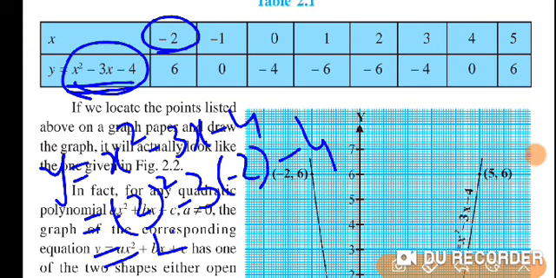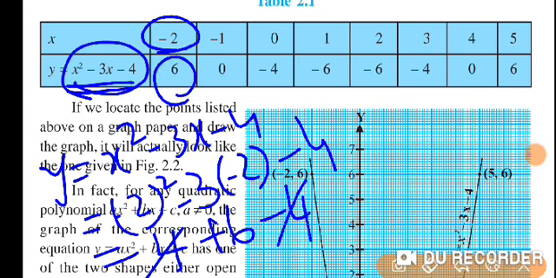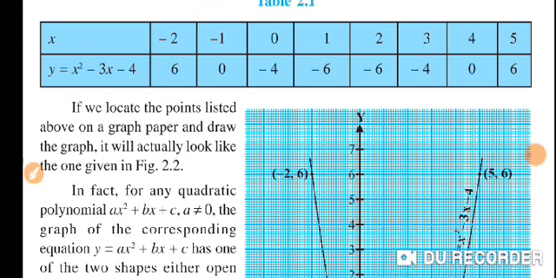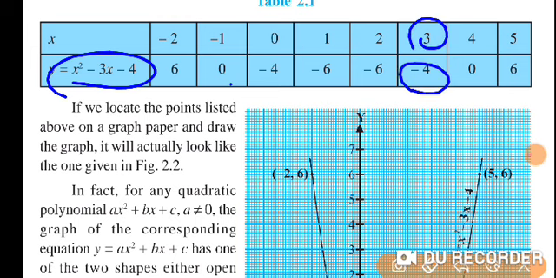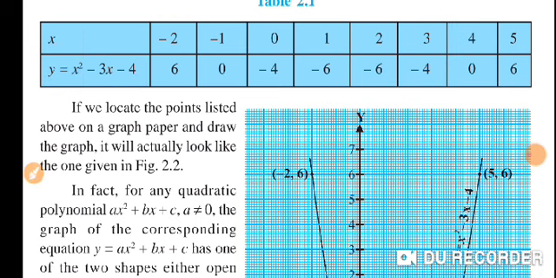I will get 4 plus 6 minus 4. This will be cancelled out. What answer will I get? 6. Here 6 is written, isn't it? In the same way, now what should you do? Now you substitute the value minus 1 in this particular equation, and then you will get the answer 0. If you substitute 3, you will get the answer minus 4. Just check it out. So all these values are given.